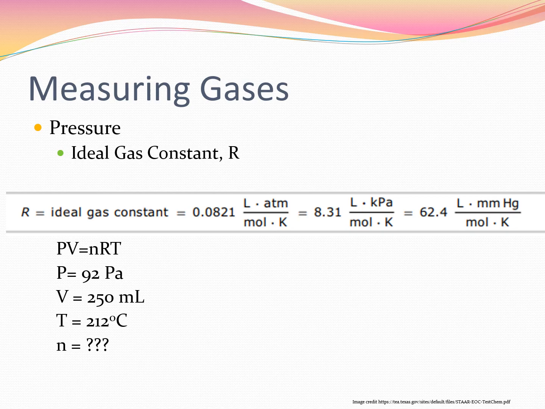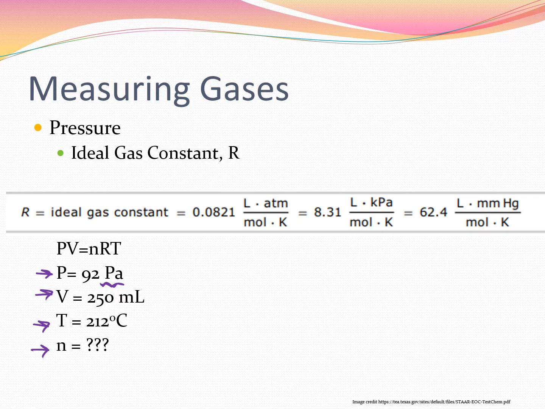What if I have this problem where now I have some pascals and my volume and my temperature, and I want to find n? What do you think I should do with my pascals? Which of my ideal gas constants should we use? I want you to answer this in Edpuzzle. What should I do to my pascals? Which of the ideal gas constants should we use?